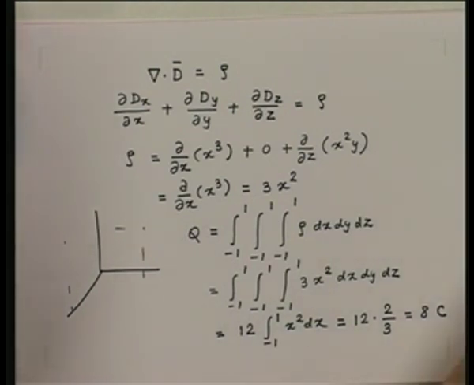So, in this problem, the electric displacement density was given in the vectorial form, and by applying the same Gauss law in the differential form, essentially we could find the total charge enclosed inside a volume.